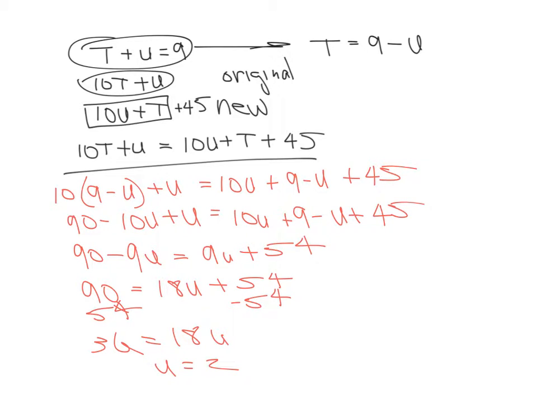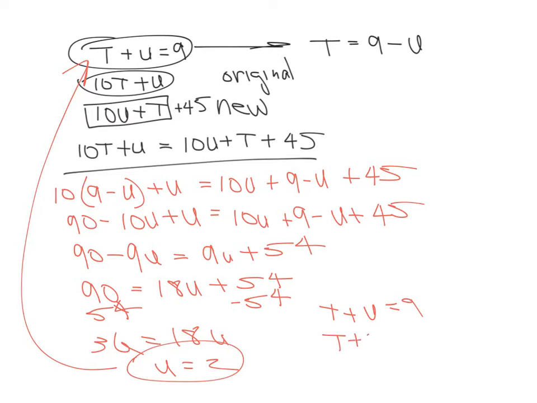Okay, now I'm going to take this and go back to the original. t plus u equals 9, or t plus 2 equals 9, so therefore t is 7. So t is 7 and u is 2, then the number that I'm looking at is 72. And that's it for lesson 107.